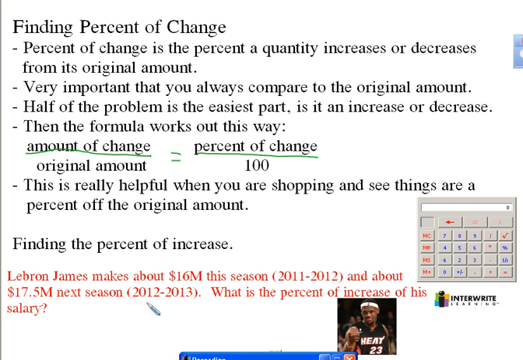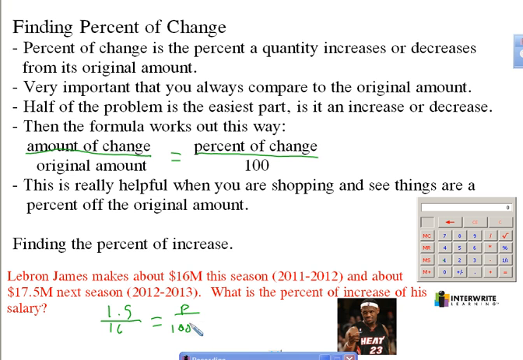So if you look here, here's an example of finding percent of increase. LeBron James makes about $16 million this season and about $17.5 million next season. What is the percent of increase of his salary? The difference is going to be 1.5. It's an increase. That's the first part of it. It's going to be 1.5 over the original amount, which is 16. And then we're going to set that equal to the percent of change over 100.